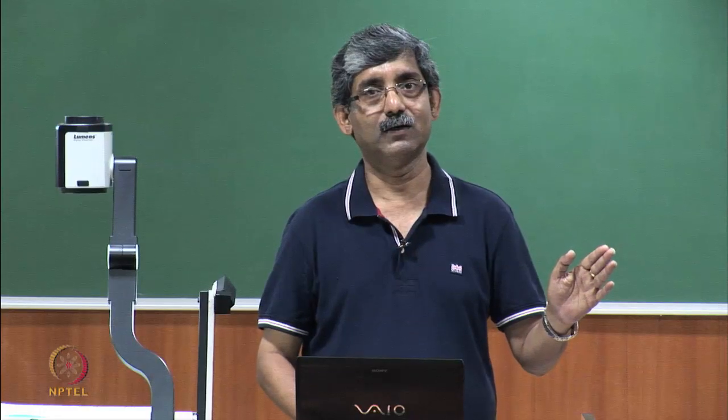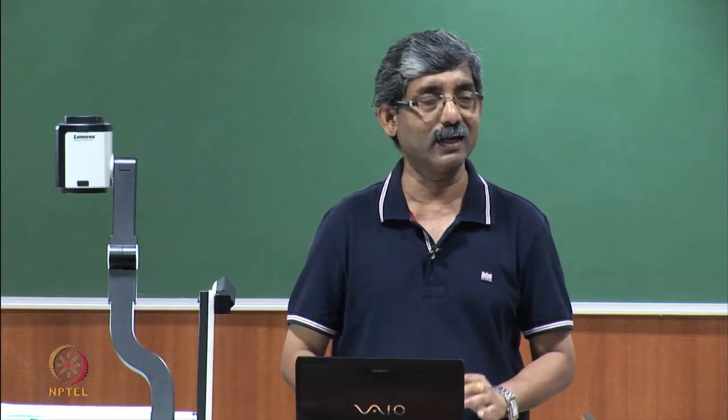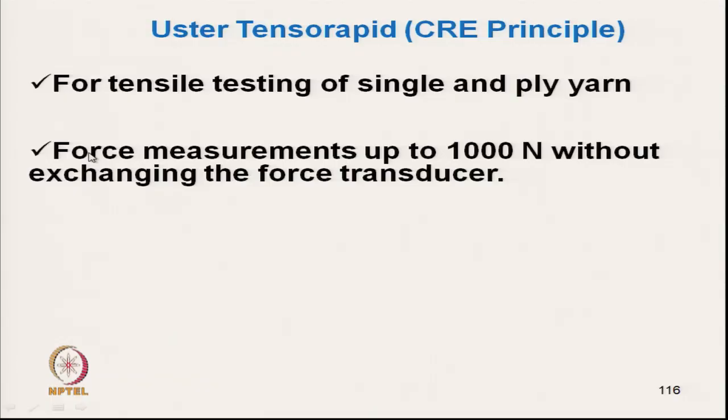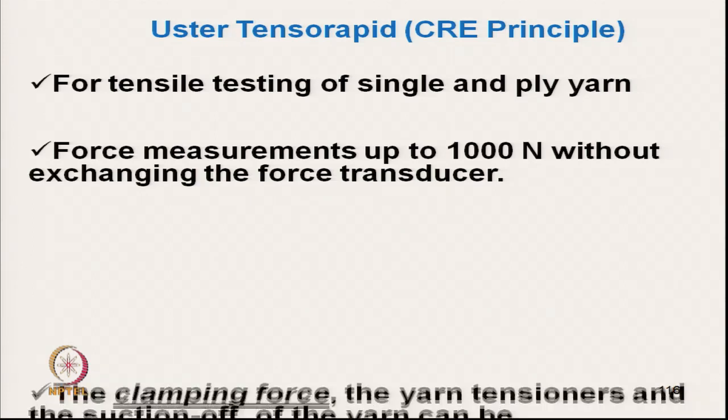the Worcester Tensorapid gives automatic gripping and automatic breaking. So, it is for tensile testing of single yarn and ply yarn. We have to feed the yarn in the form of a package, for measurement of up to 1000 Newton, 1 kilonewton, without exchanging the force transducer. So, it is a wide range of tensile testing; one range of yarn we can test here.